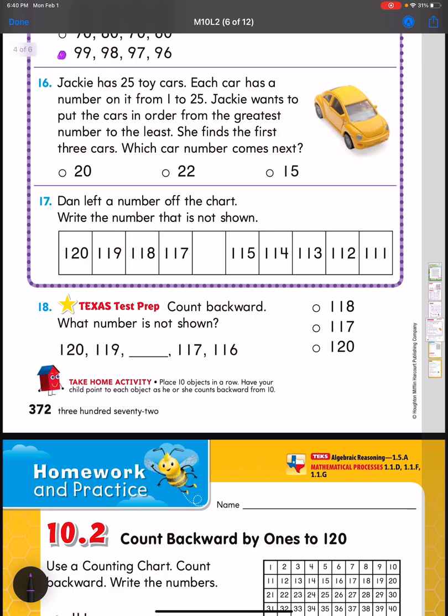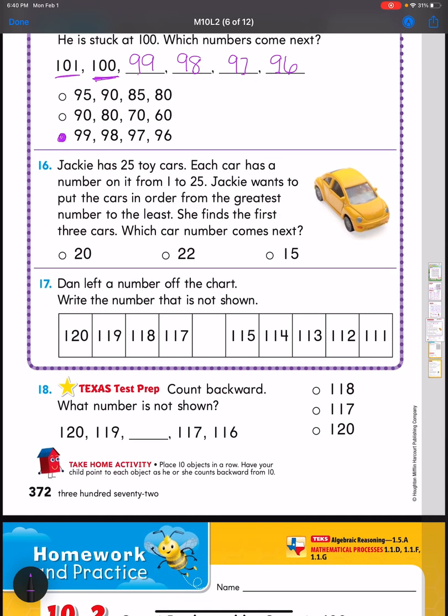Jackie has 25 toy cars. Each car has a number on it from 1 to 25. Jackie wants to put the cars in order from the greatest number to the least. She finds the first 3 cars. Which number would come next? So she has 25 cars. My greatest number would be 25. My least number would be 1. So I'm going to say 25 is my greatest number.